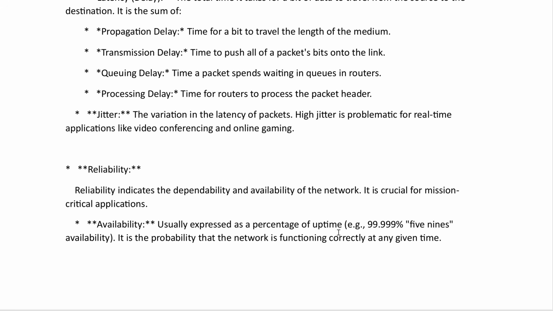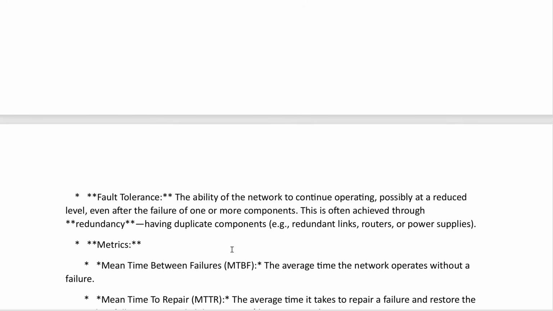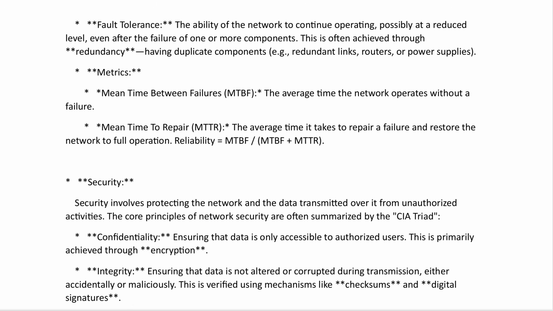Availability is usually expressed as a percentage of uptime, that is 99.99%, five nines availability. It is the probability that the network is functioning correctly at any given time. Fault tolerance. Reliability can also be measured through fault tolerance. Fault tolerance is the ability of the network to continue operating, possibly at a reduced level, even after the failure of one or more components. This is often achieved through redundancy, having duplicate components, such as redundant links, routers, or power supplies.